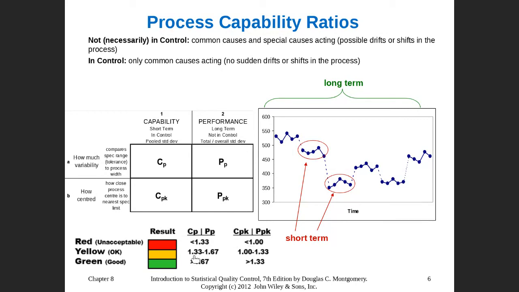For the process, we can say it is okay if the CP value is 1.33 to 1.67, and if the value of the CPK is from 1 to 1.33. Any value in this range is considered to be process capable. But as we said, we have to have both of them to say the process is capable, and especially the CPK, because this is the identification for the process capability.